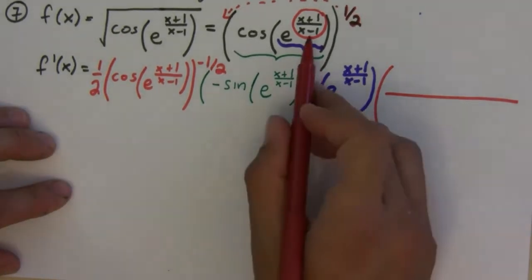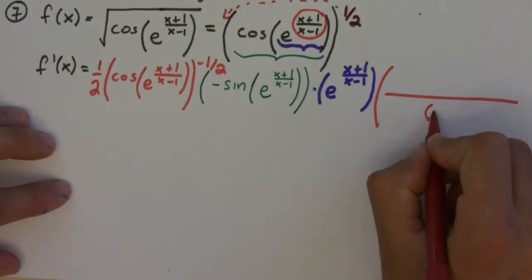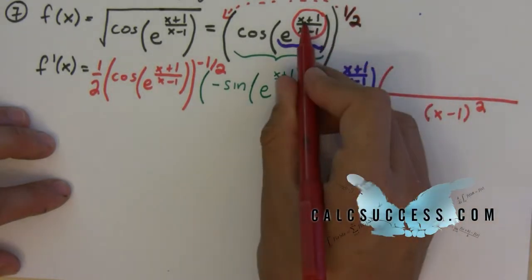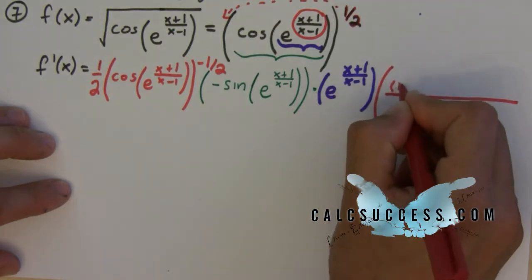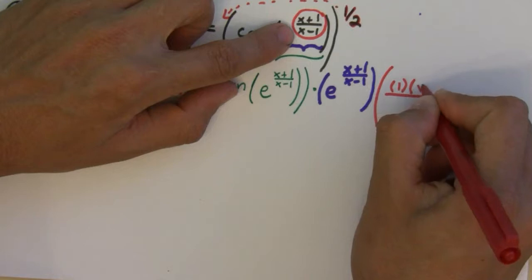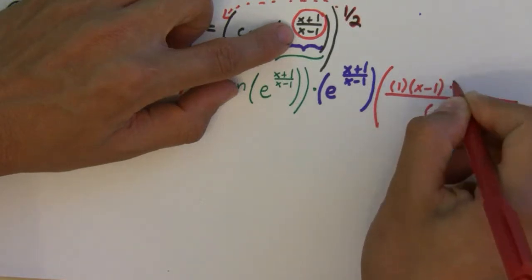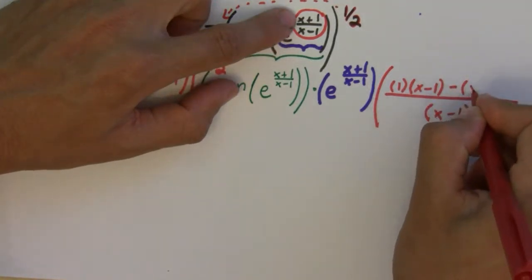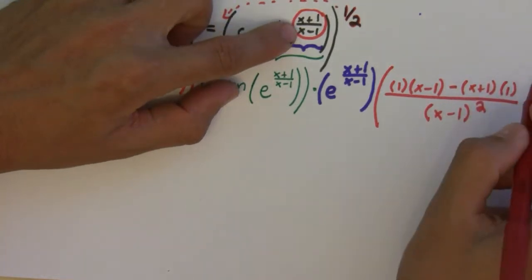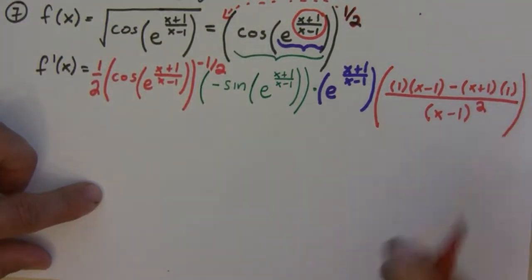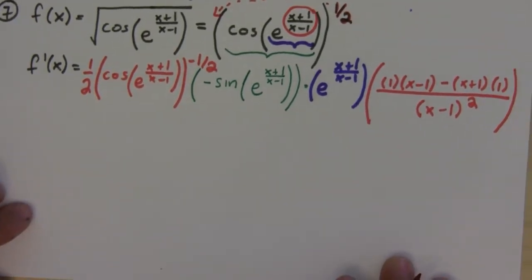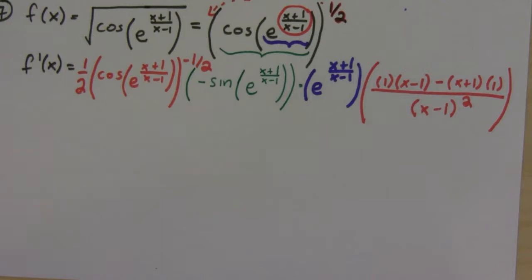here. So remember, the quotient rule, the denominator is always squared, and you always just get the derivative of the first, which is 1, times the second, x minus 1, minus the first times the derivative of the second. And that's it. We're done.